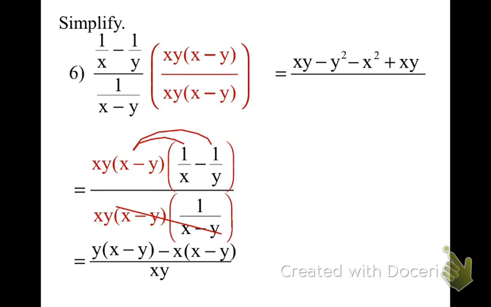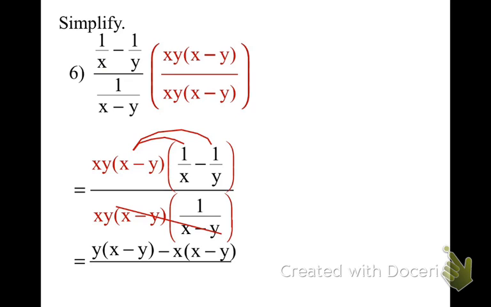Y times x is xy. Y times negative y is negative y squared. Negative x times x is negative x squared. Negative x times negative y is plus xy. Okay, Lilia, are you confused? Okay, where did you get confused?